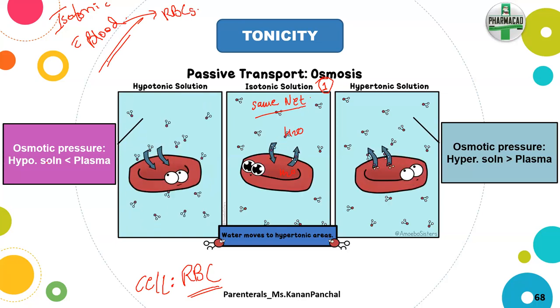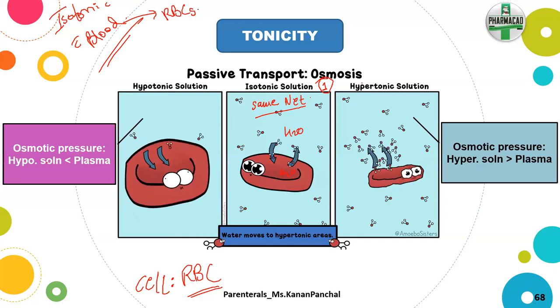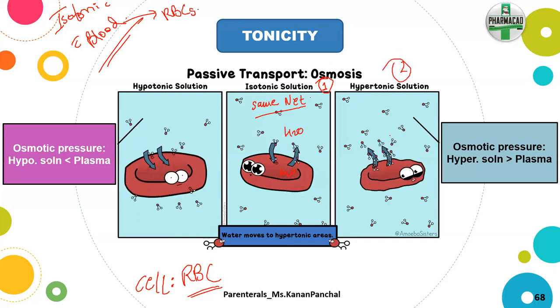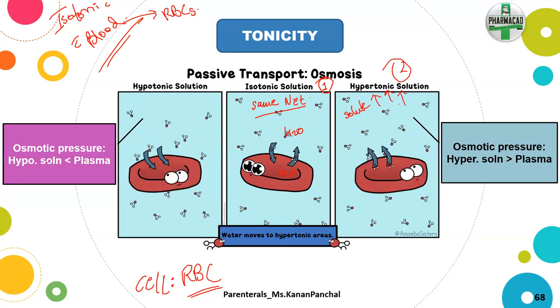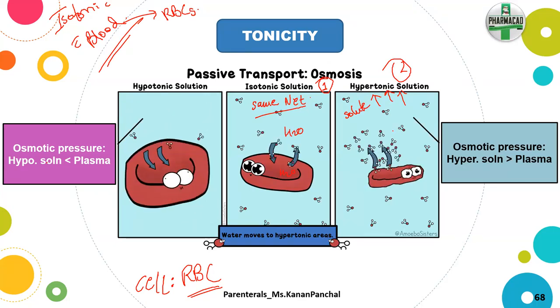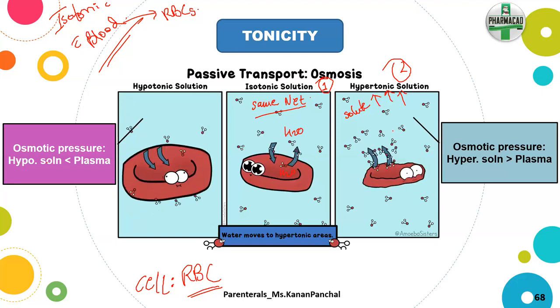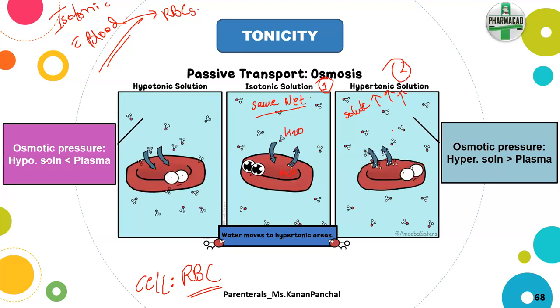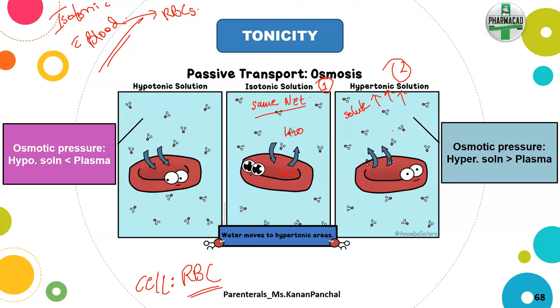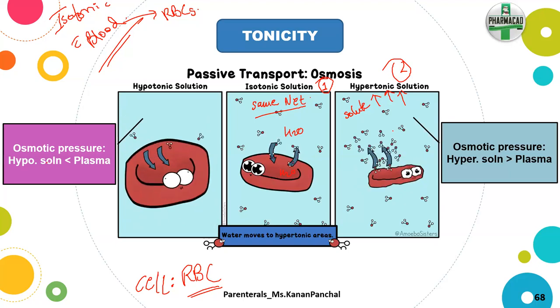Now, what will happen in the other case? Suppose you have a solution which is highly concentrated. Usme bahut sare solute molecules hai. Okay? This is the second case. You have many solute molecules over here. Highly concentrated solution. Okay? With respect to your RBC. It's very important that when we talk about tonicity, we talk about it with respect to a particular cell or a particular tissue. So this I'm talking with respect to blood or RBCs. So solute concentration environment mein, matlab external mein, bahut zyada hai. So where will be the, how will be the movement of your water?